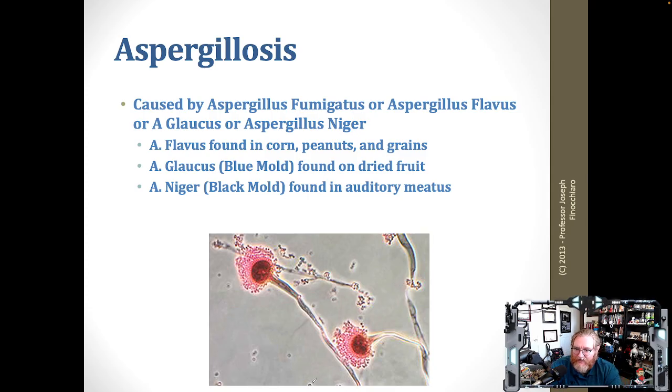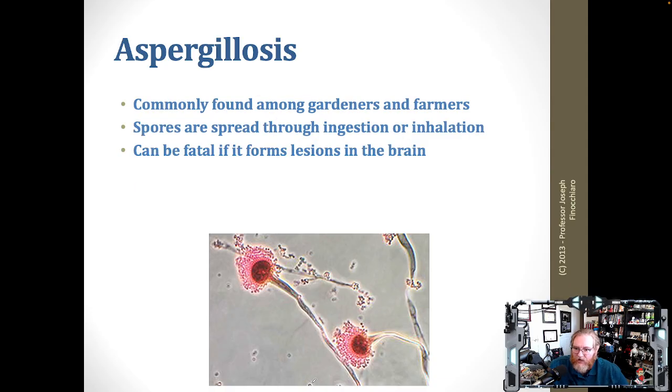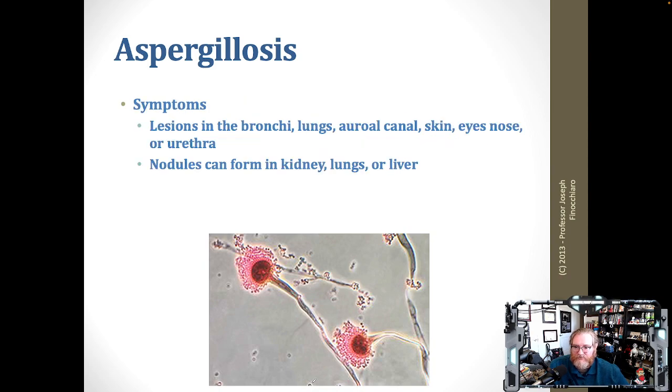Aspergillosis, caused by Aspergillus fumigatus, Aspergillus flavus, Aspergillus glaucus, or Aspergillus niger. A. flavus is found in corn, peanuts, and grains. A. glaucus, or blue mold, is found on dried fruit. And Aspergillus niger, black mold, is found in the auditory meatus. It's found in your ears. Commonly found among gardeners and farmers, spores are spread through ingestion or inhalation and can be fatal if it forms lesions in the brain.